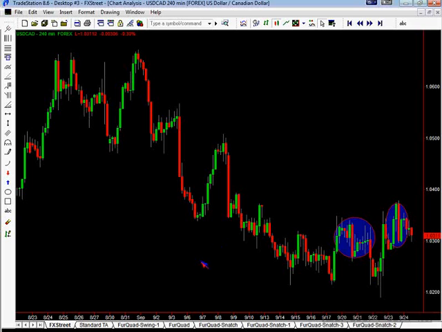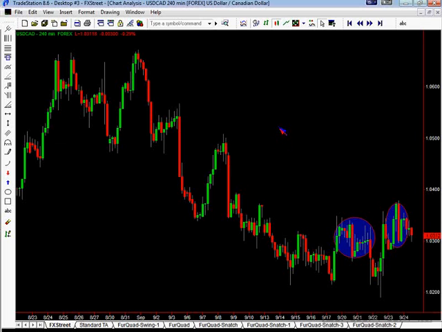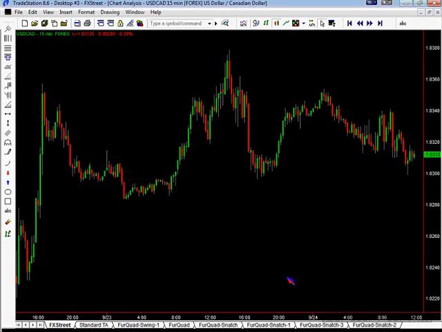What time frames do I work on? I work off 8 hours, 60-minute charts, and tick charts personally. But you could look at 15-minute charts, the same logic works. Let's put a 15-minute chart on the dollar CAD. 240 is not really showing me that much. Ooh, yeah. So 15-minute chart.